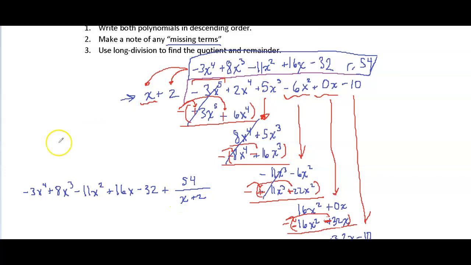So this is another way to set up a quotient. Here we have the quotient part, then the remainder over the divisor. That's another common way to write out your answer. That is all.